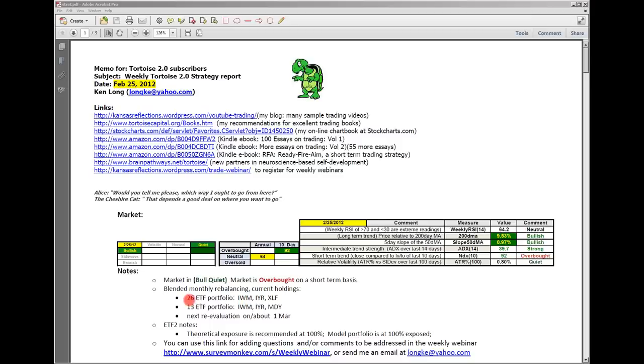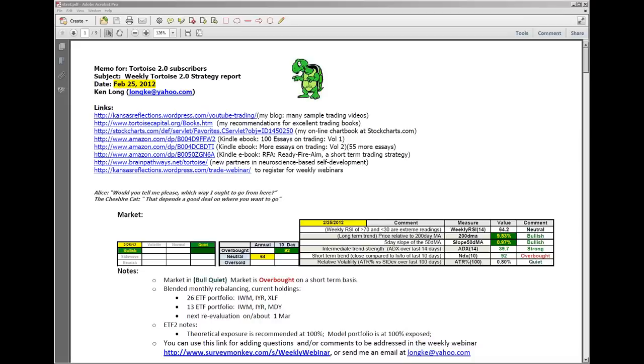The current holdings of the 26 and 13 ETF portfolios for the blended monthly rebalancing, you'll notice there. The next reevaluation for them will be on or about 1 March. In ETF 2, the theoretical model is still at 100% exposed. The model portfolio is at 100% exposed.